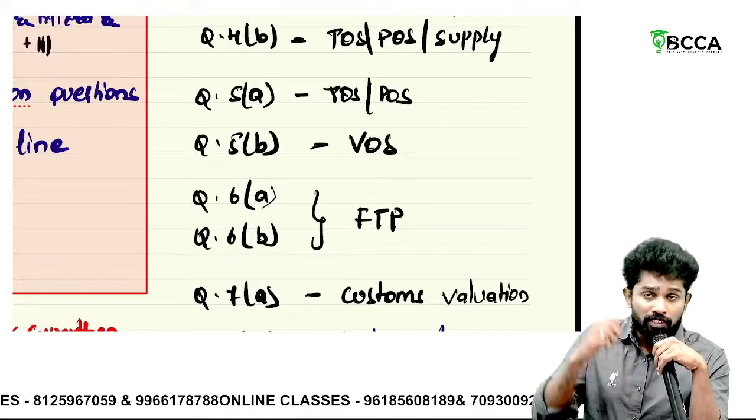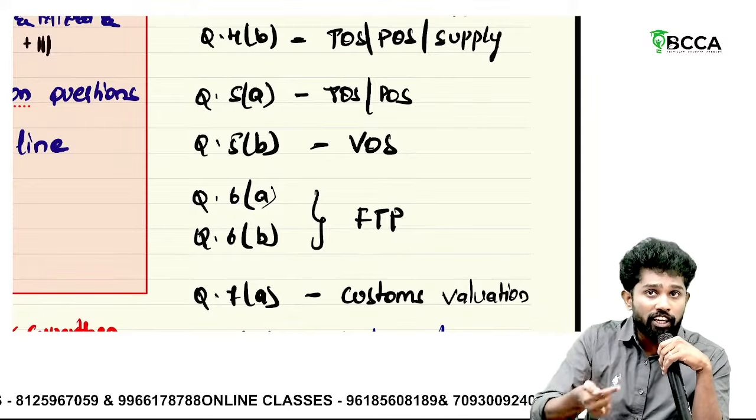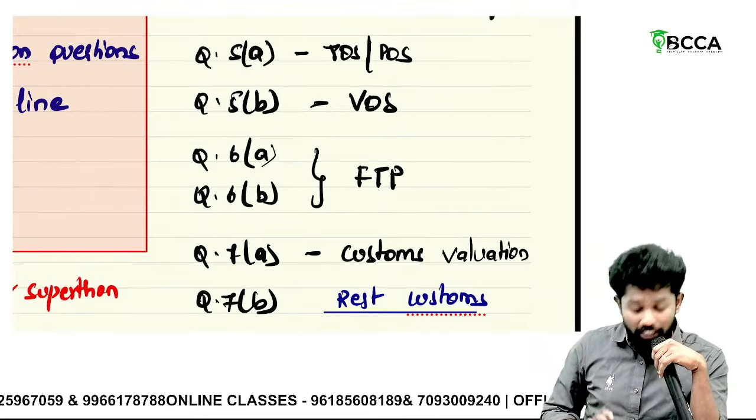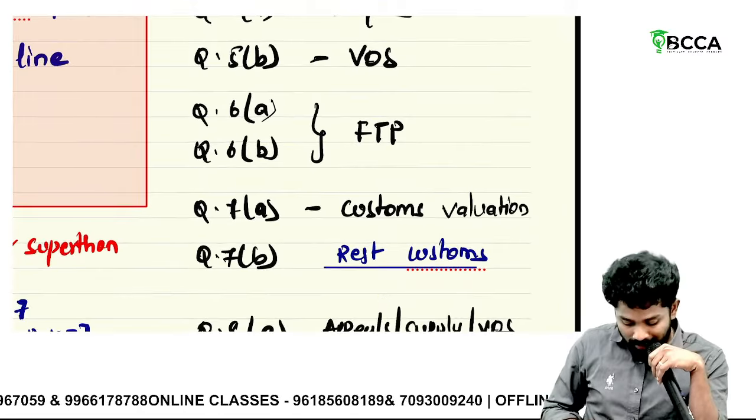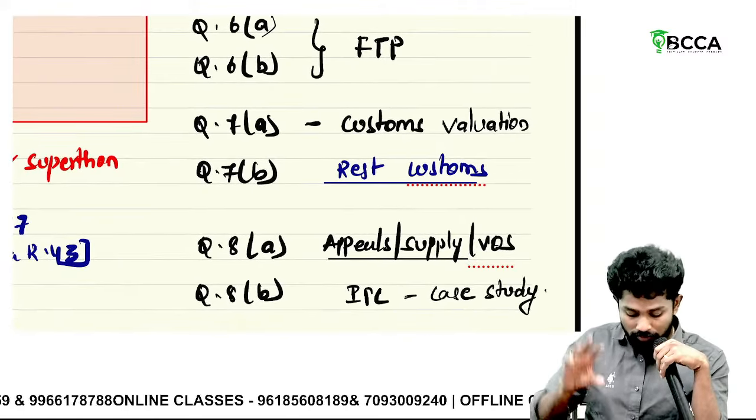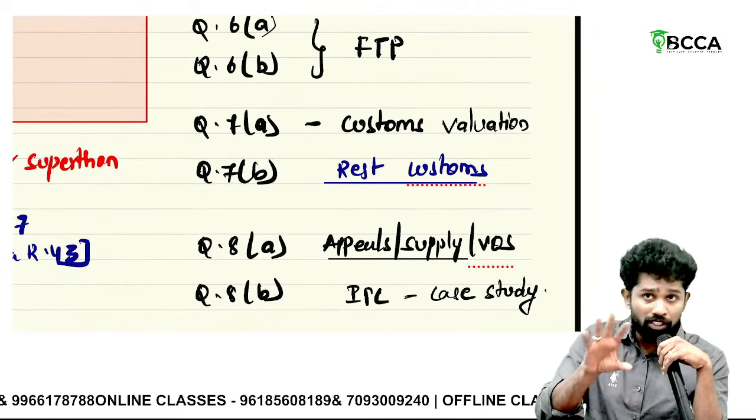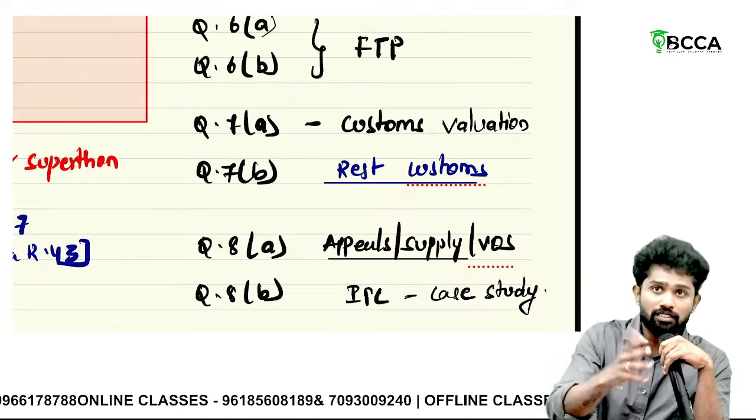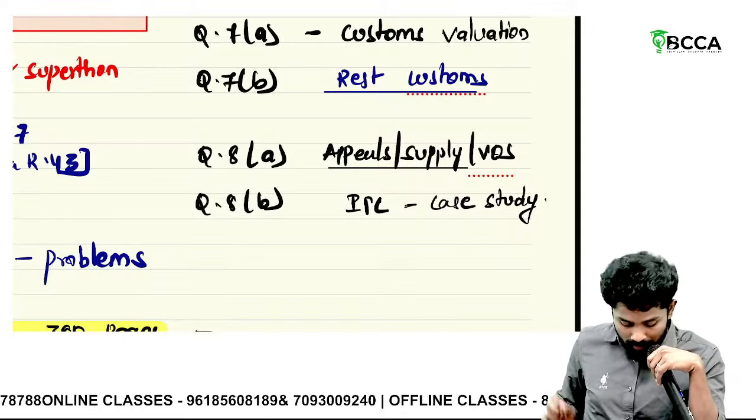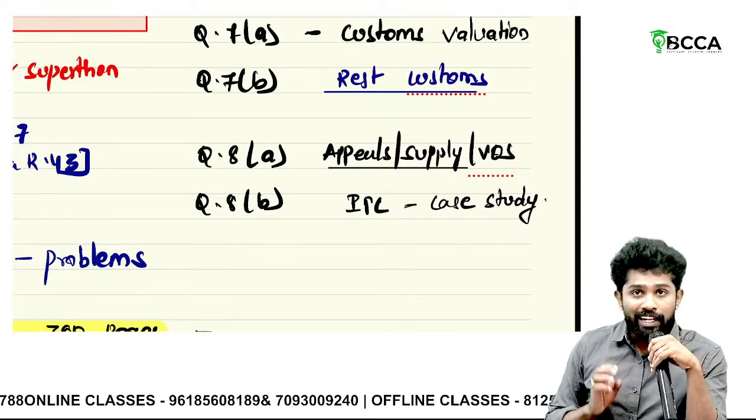5A, again, if 4B is time of supply, then 5A is place of supply, and vice versa. 5B is a value of supply question. 6A and 6B are from FTP. 7A and 7B are from customs valuation. 7B, we cannot predict, it could be anything from the other customs chapters. 8A is one thing which we cannot predict. 8B is again an ITC case study.